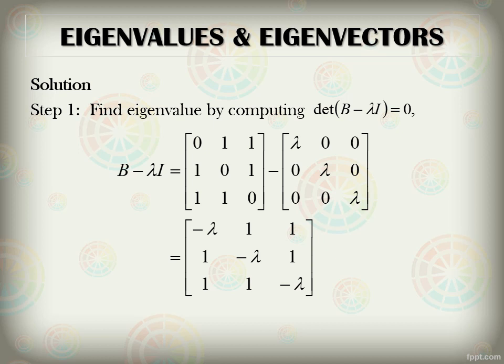So this is your matrix B just now, and this is lambda that has been multiplied to your identity matrix. So subtract B with lambda I. This is the matrix of B minus lambda I. You need to find the determinant of this matrix by using the two methods. I do not need to explain anymore because I did in many of the previous slides before.